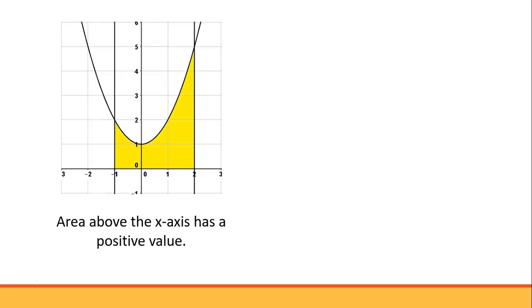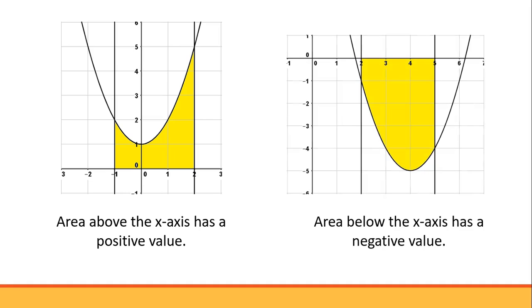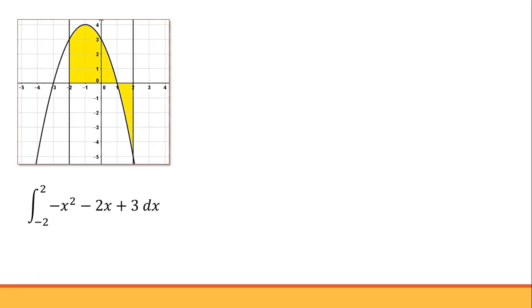So we could summarize that by saying that the area that's above the x-axis will always have a positive value, and that area below the x-axis will always have a negative value. So think about this. If this function has a graph that looks like what you see up above, is its area going to be positive or negative? Is the value of the integral going to be positive or negative? Well, since there's more area above the axis than below the axis, the total area is going to be positive.